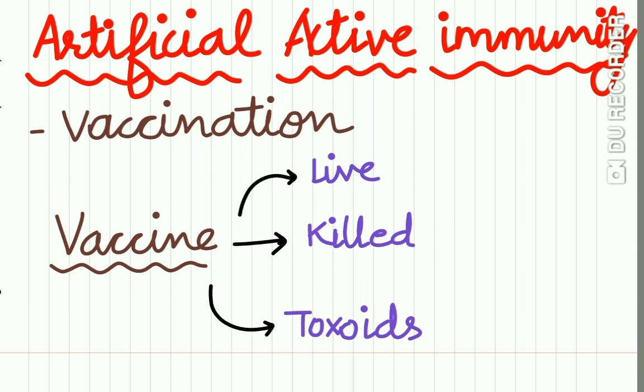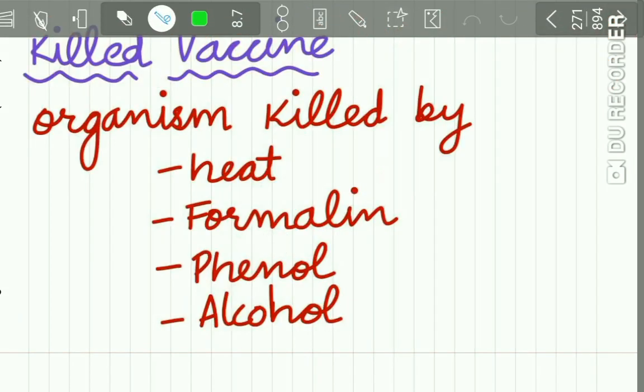Then is the artificial active immunity. The artificial active immunity is produced by vaccination. Now, these vaccines are prepared from either the live organisms or the killed microorganisms or the toxoids of these microorganisms.